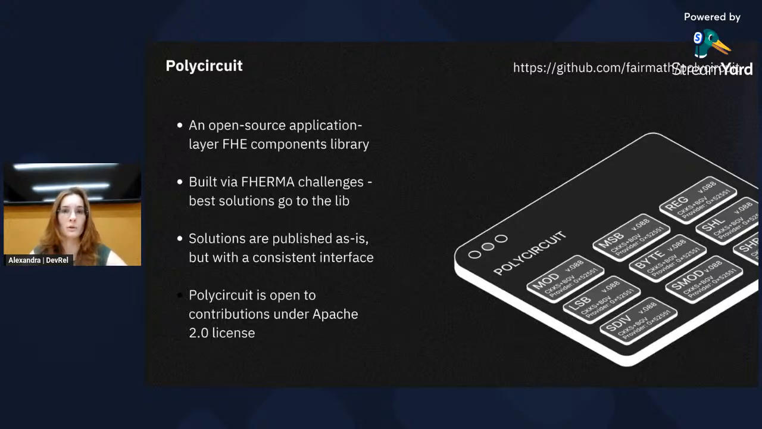So right now we already have an initial version of the polycircuit library with 3 components from the first round of challenges. They are published with a consistent interface, but everyone can improve them. The library is open for contributions under the Apache 2.0 license. And soon, in about a month, we'll have more components for polycircuit, as our current round of challenges is ending on June the 5th. And on June the 15th, we'll have our results on which component is best and the most performant.